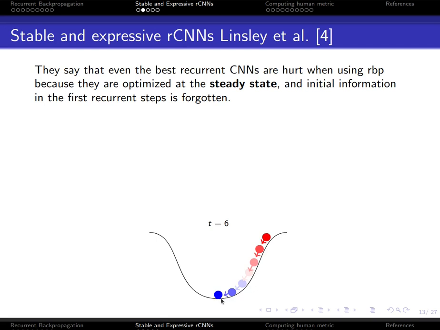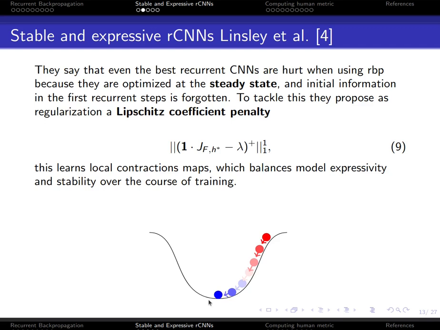And when we are at this steady state right here, it's difficult to capture all of the useful information in order for the model to be expressive. The main information is encoded in these first iterations, but these first iterations are forgotten since we are only optimizing in the last two states. So they propose a Lipschitz coefficient penalty, which is basically the vector Jacobian product, and they try to regularize this function f such that it equals a certain constant lambda.